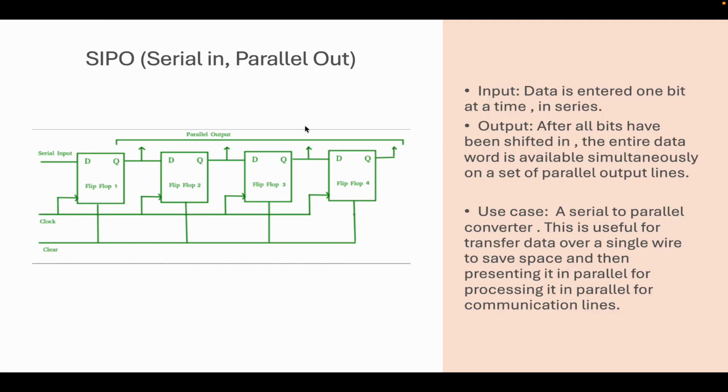So we'll read about serial in, parallel out. Here, data is entered 1 bit at a time in series, but the output is available in parallel. Where is this used? A serial to parallel converter. This is used for transferring data over a single wire. One thing is it generally saves space, and then it is easy to present it in parallel. This is helpful in communication devices.